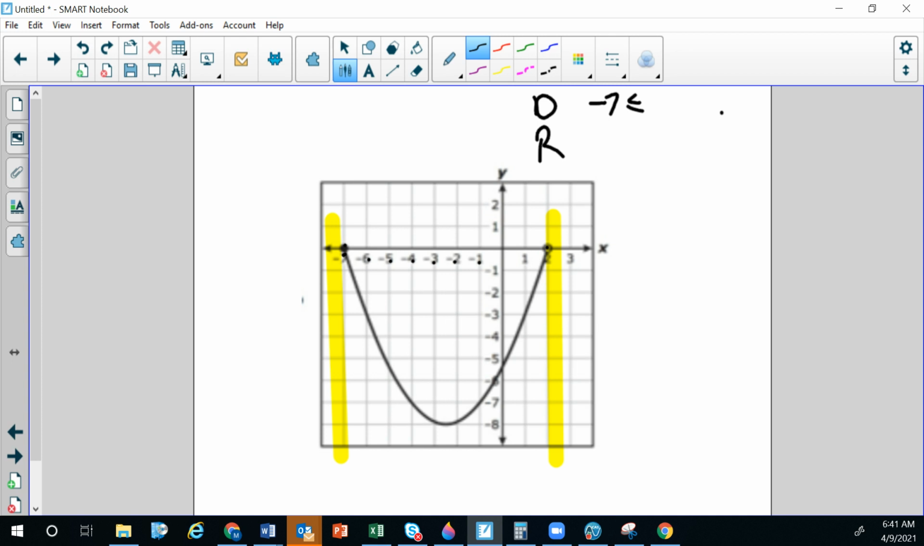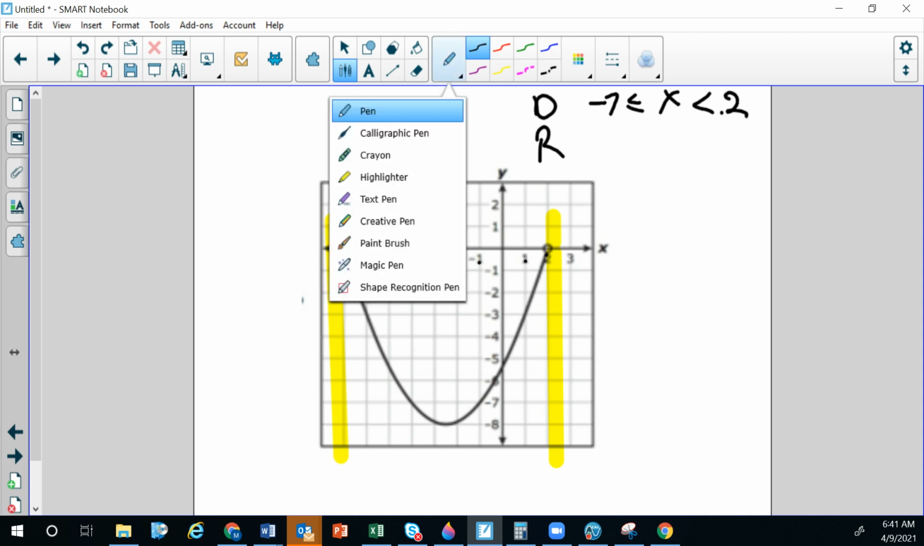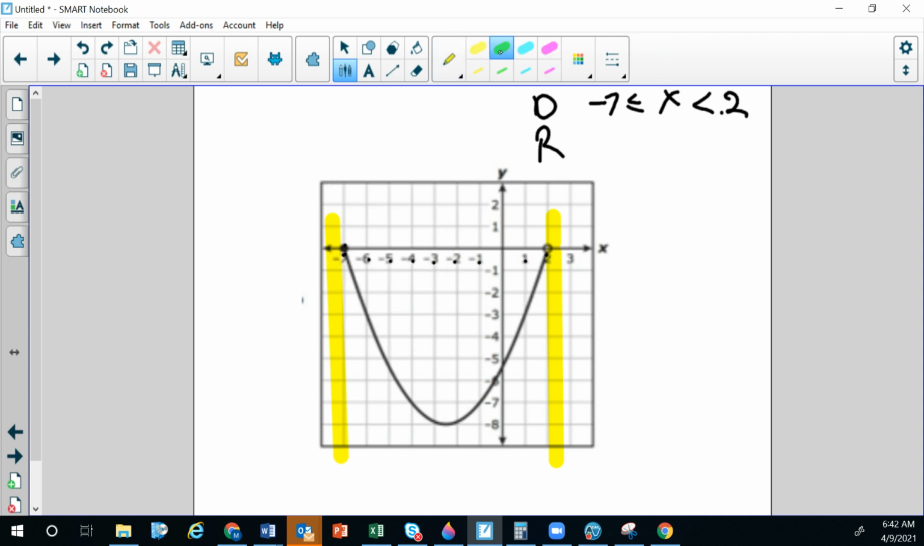Let's count the units on the right side now. I have 1, 2. But this is an open circle. Therefore, I'm going to use the less than symbol with that. And of course, I put my x in the middle because I'm dealing with domain. Now for the range, again, the range is a height. So I'm going to draw my line on the bottom and on the top. So here we go. Highlighter. Let's go with green. On the bottom, I'm going to go right here. And on the top, I'm going to go right here.